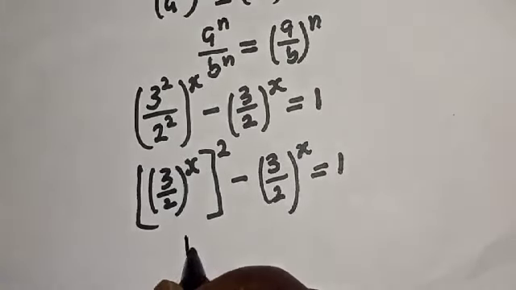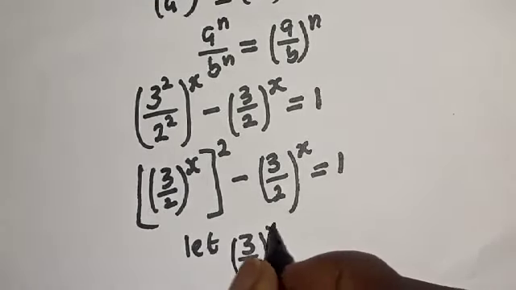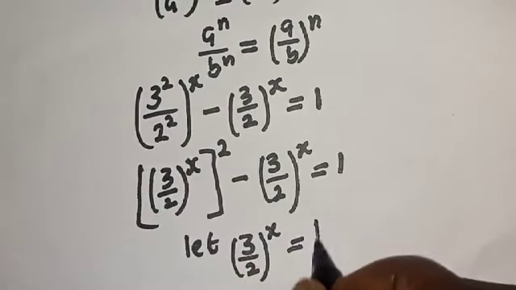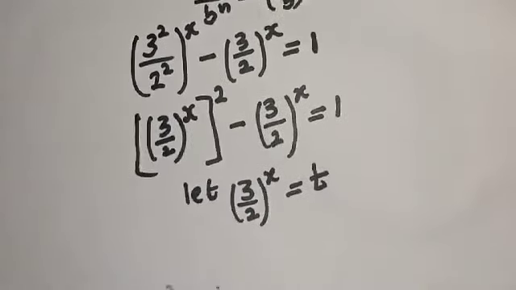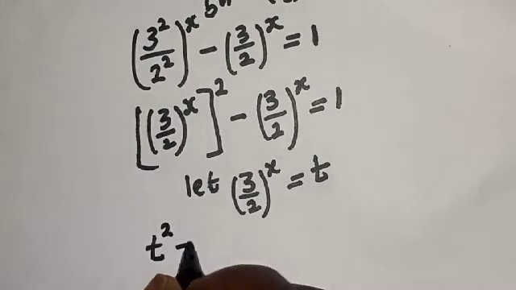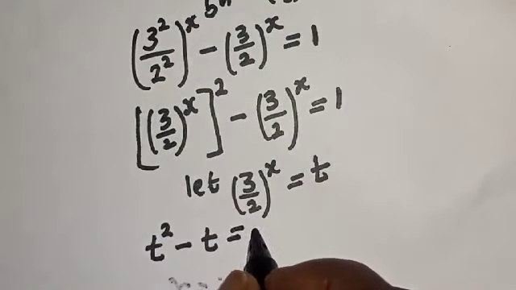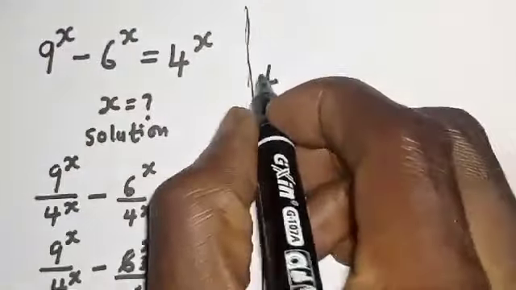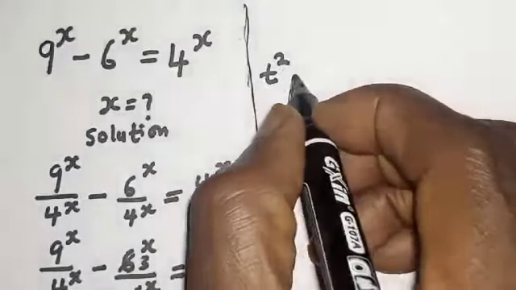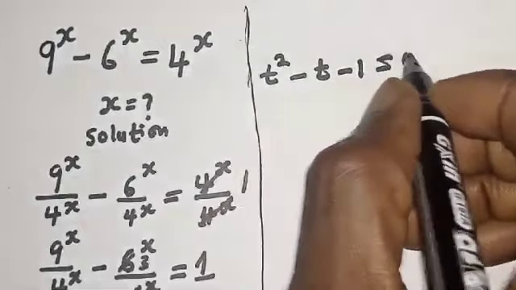Now let 3 over 2 raised to power of x is equal to t. Then we have t square minus t is equal to 1. t square minus t minus 1 is equal to 0.